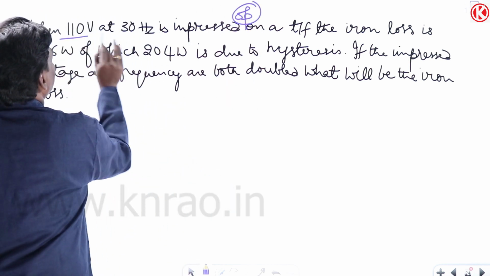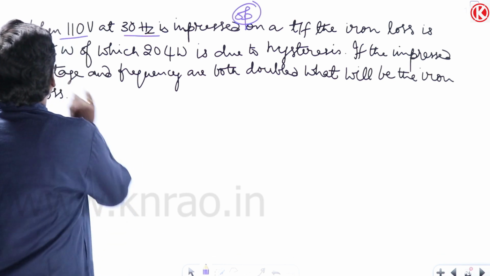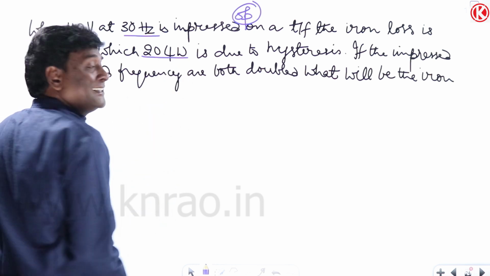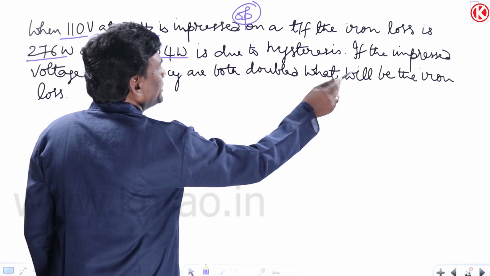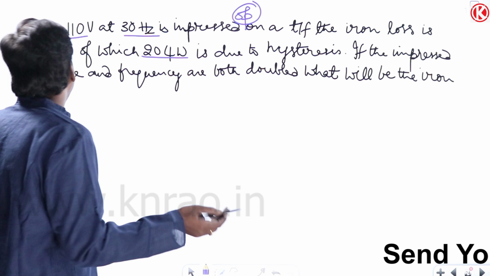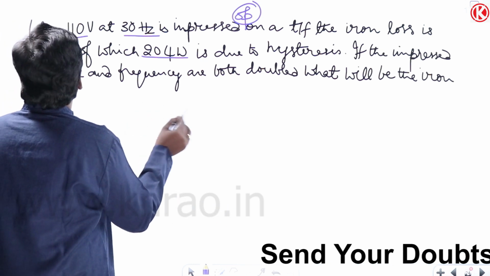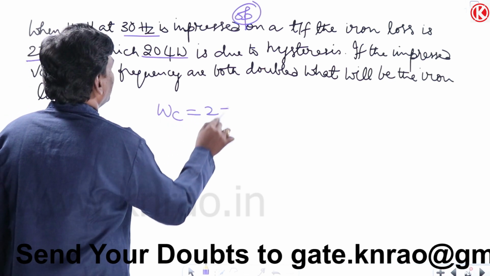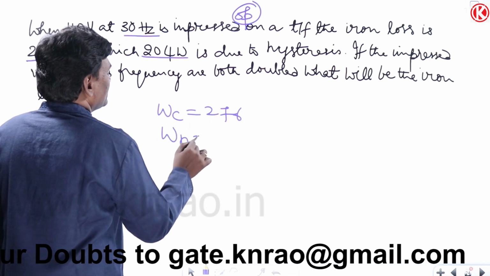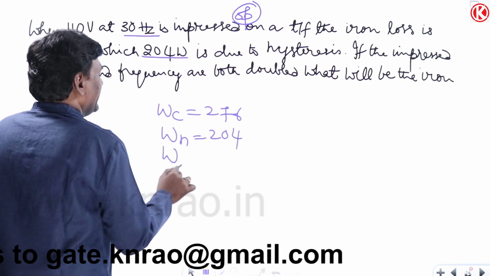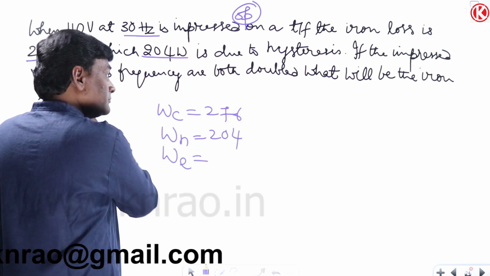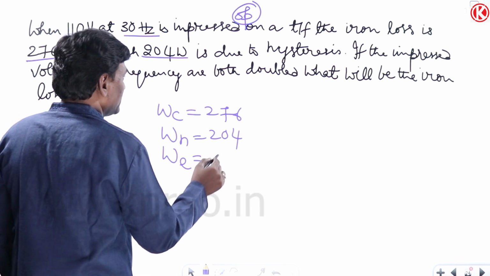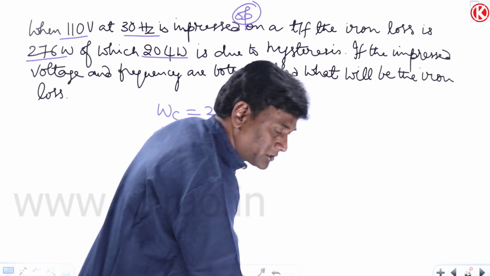So at 110 volts, 30 Hz, core loss is 276. 204 is hysteresis. Hysteresis will be more normally. If the impressed voltage and frequency are doubled, it's going to be a simple question. In the first case, core loss is going to be 276, meaning that hysteresis loss is 204 they have given. Eddy current loss is going to be 72. Okay, just a minute. Better to type.